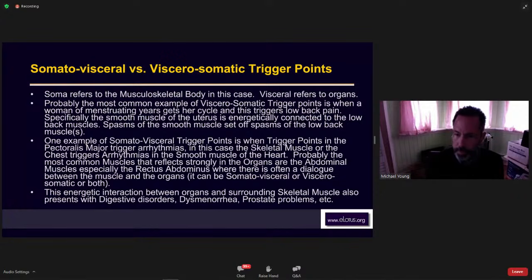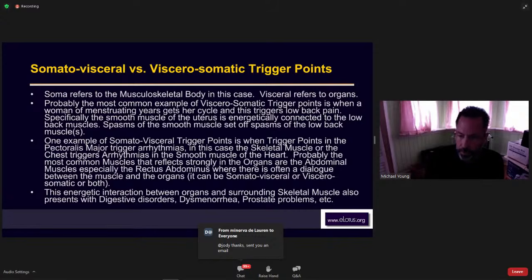So in this case, skeletal muscle of the chest triggers arrhythmias in the smooth muscles of the heart. Probably the most common muscles that reflect strongly in the organs are the abdominal muscles. So there's a big interplay between your gut, your small intestine, large intestine, stomach, and the rectus abdominis. If the organ has trouble, it can make the abdominal muscles cranky, and then they tend to feed into each other.